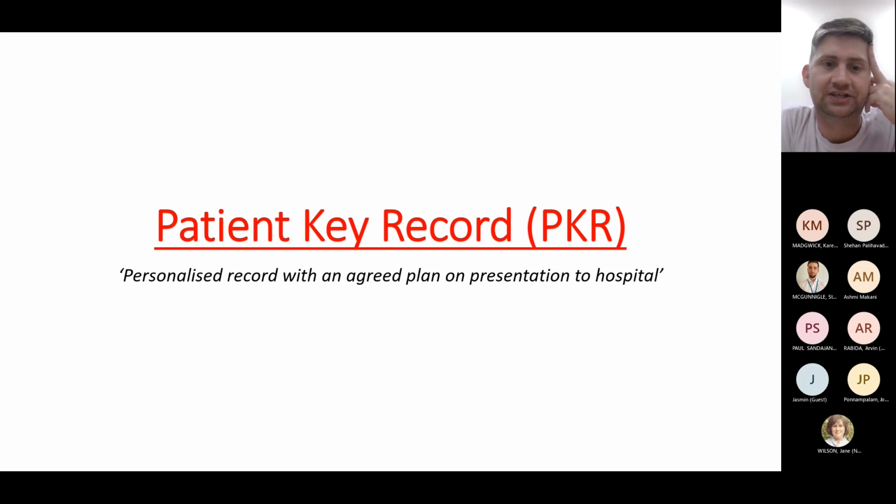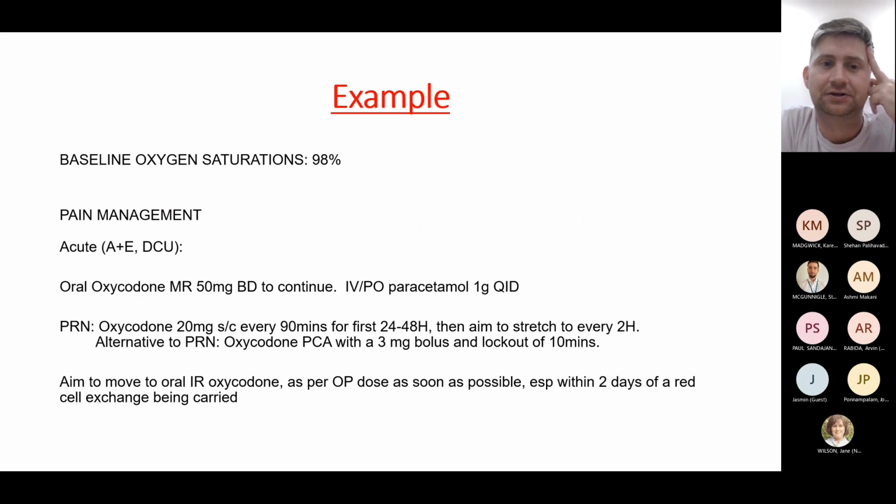Very briefly, I want to show you an example of a patient key record. So it's a personalized record and care plan on presentation in the hospital. I've lifted one from one of our records, but it's all anonymized, obviously. So on our PKRs, we have the baseline oxygen saturation, so we know what we're looking at when they come in, so we know what could trigger an acute chest syndrome, when we should be worried, and what we expect them to be able to do. So pain management, we separate it.